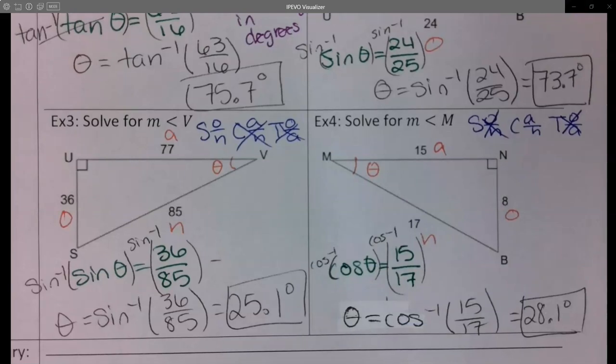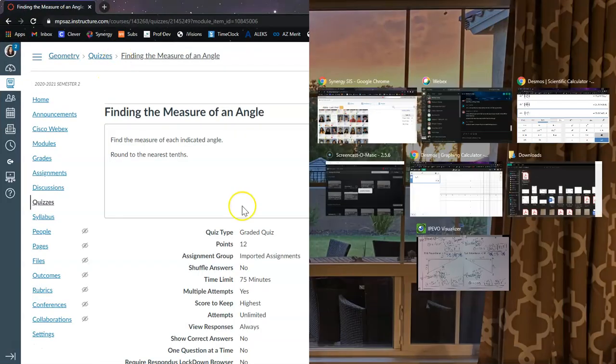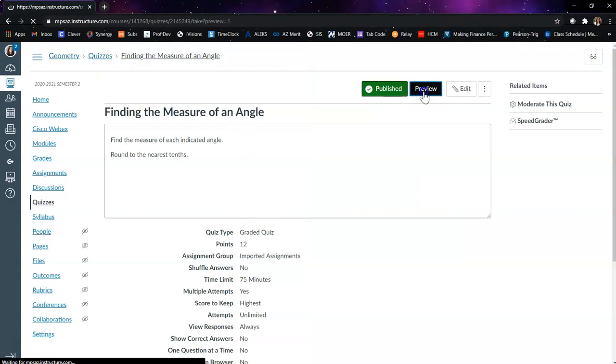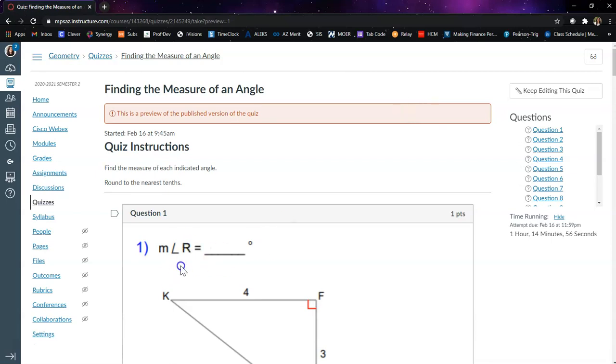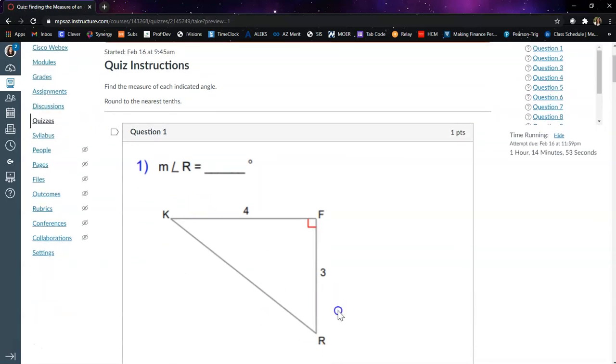Okay. Questions here? Okay, so there's an assignment on Canvas, and I just wanted to show you the first problem really quickly. This one again wants you to round to tenths. It's kind of like we did in the notes. It tells you which angle we care about. So on this one you care about angle R. So you're going to solve the triangle for R as the angle you care about. Questions here?